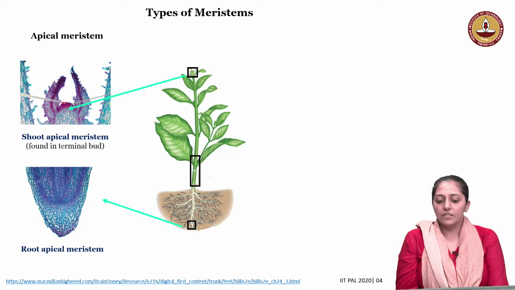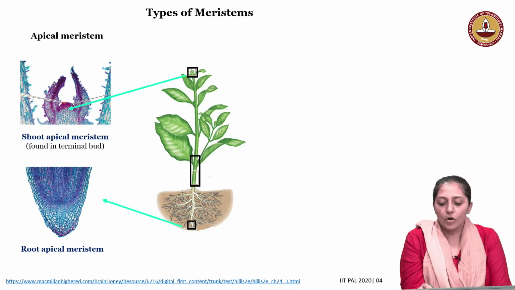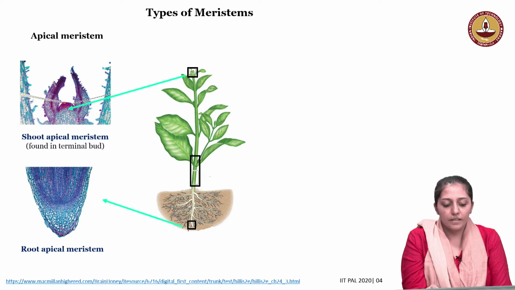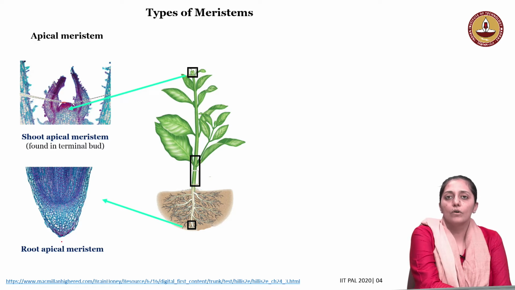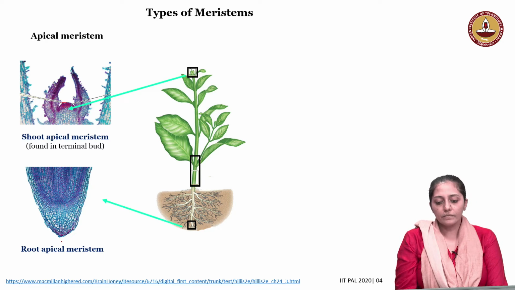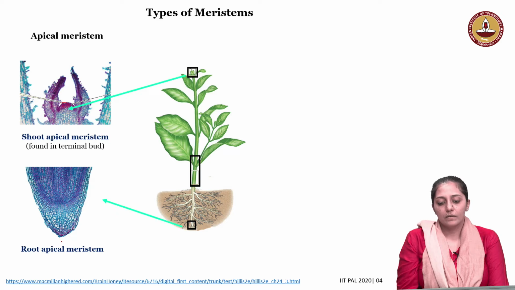The bottommost region, the black box shown here, depicts the root apical meristematic region or root apical meristem, which is responsible for the elongation of the root to go deeper into the soil.